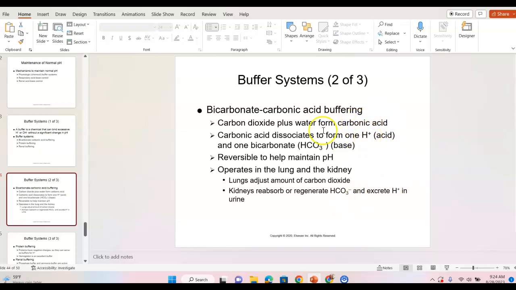This is a strong acid. This is a weak base. It'll combine and form a very weak acid, which is carbonic acid, H2CO3, which is really non-reactive. So it binds up the really reactive hydrogen.